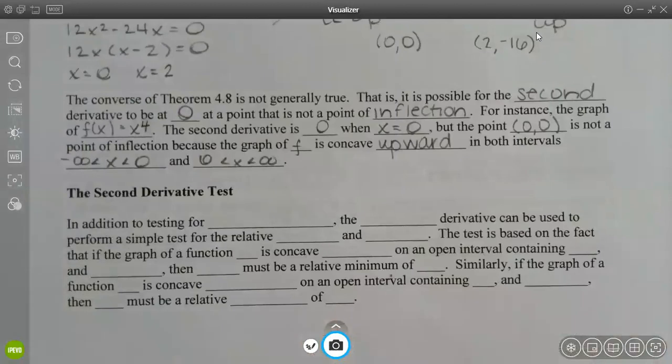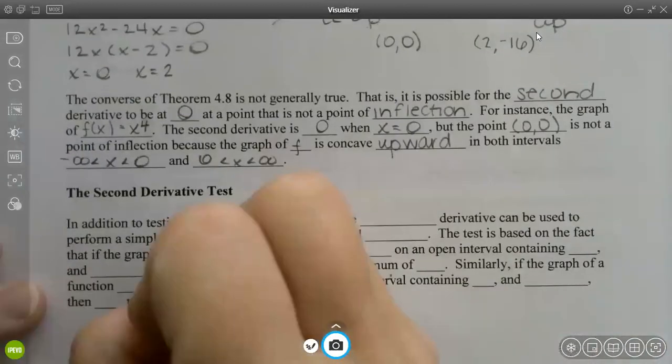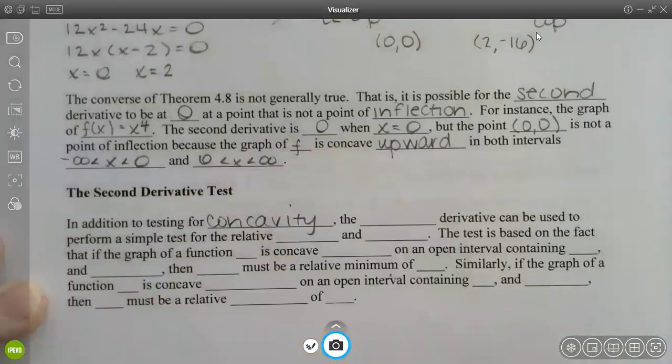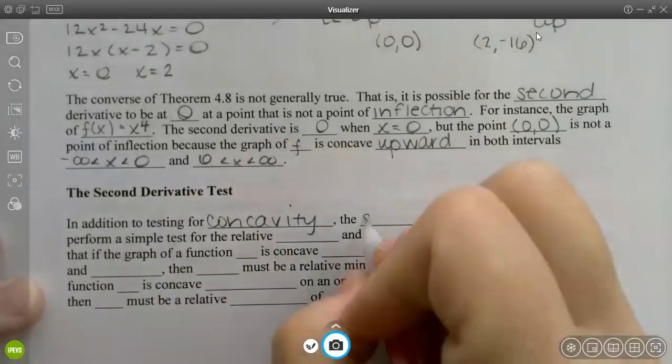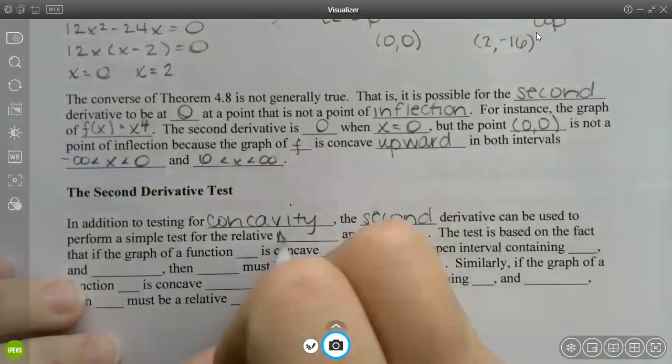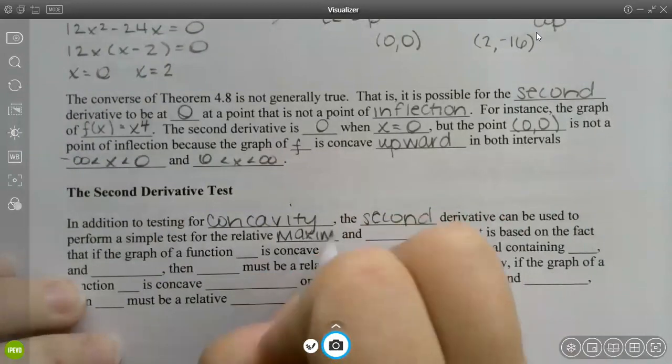The second derivative test, in addition to testing for concavity, the second derivative can be used to perform a simple test for the relative maxima and minima. Maxima and minima.